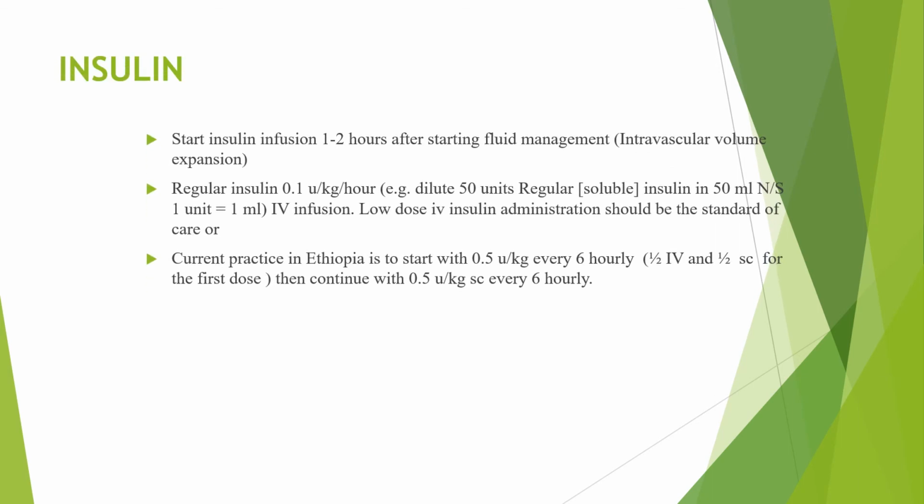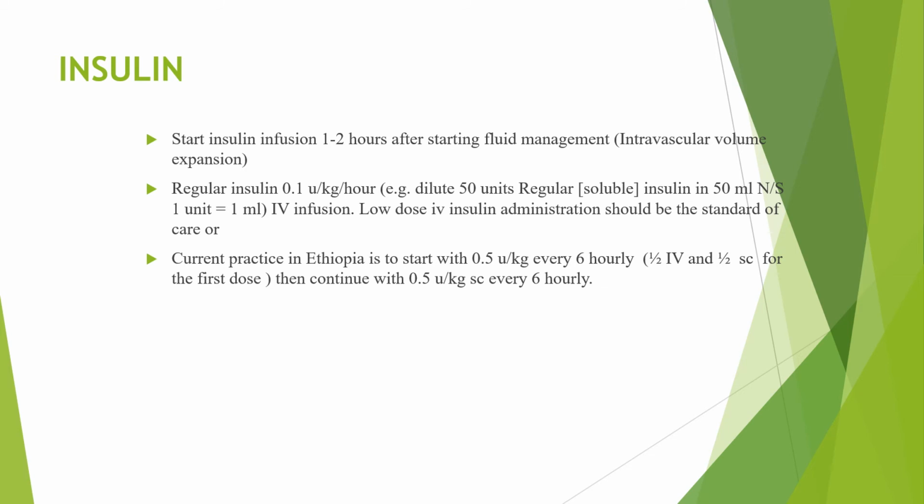The other component of DKA management is insulin administration. Start insulin infusion 1 to 2 hours after starting fluid management, that means after starting intravascular volume expansion. If you have a perfusor, we can start with regular insulin 0.1 international unit per kg per hour. For example, by diluting 50 international units of regular insulin in 50 ml NS, we make 1 unit equal to 1 ml. So we can give 0.1 international unit per kg per hour, or 0.1 ml per kg per hour. Low dose IV insulin administration should always be the standard of care.